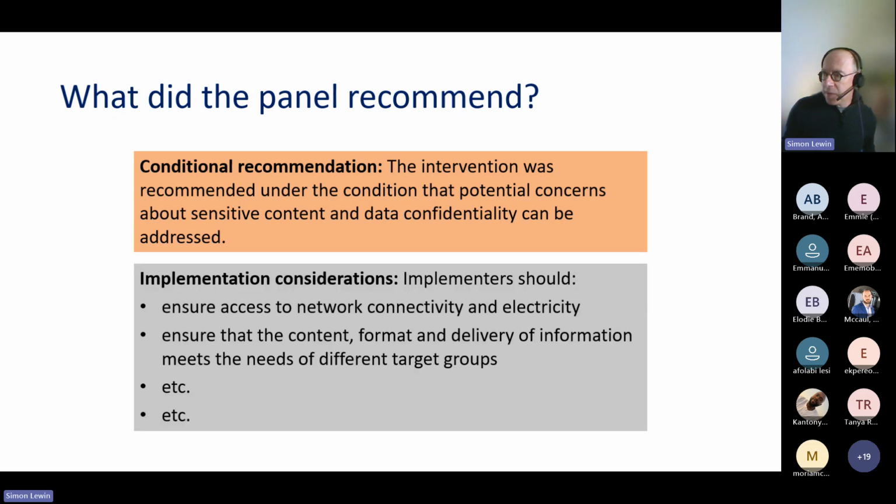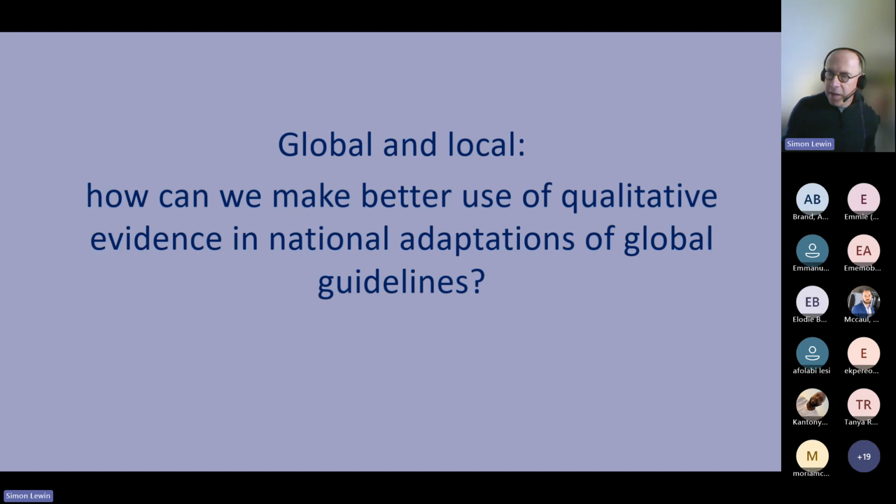And they were able to use some of this evidence to develop implementation considerations at the global level. For example, implementers should ensure that the content, format, and delivery of information meets the needs of different target groups. So that was a very brief example of how we might use qualitative evidence in a guideline process in general.